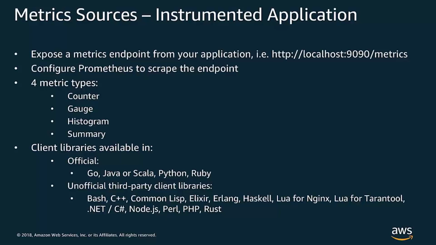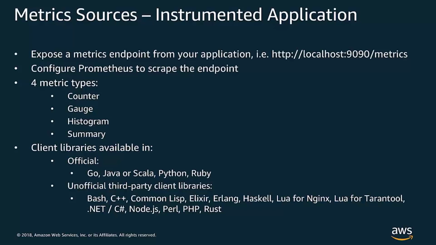There's the counter, which is just a monotonically increasing number. You have a gauge, which can go up and down, and it's kind of like a speedometer. And then you have a histogram, which is a sample of observations divided into configurable buckets on value. And then you have a summary, which is very similar to a histogram, but it's split into quantiles rather than values.